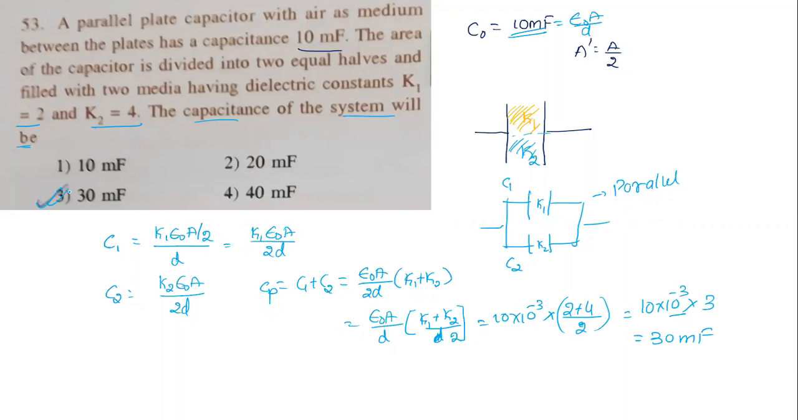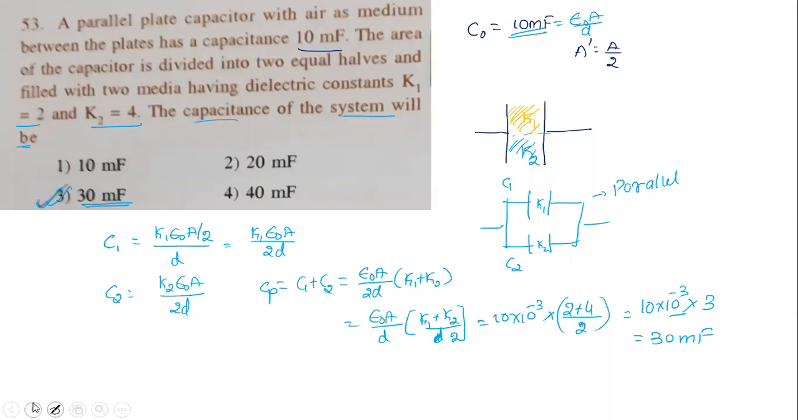So which answer is correct, students? The correct answer is option number 3, not question number 53. Answer number 3, 30 millifarad, is the right answer for this question. Is the question clear to all of you now? Can we move on to the next question? Sri Lakshmi? Yes, sir. Okay.